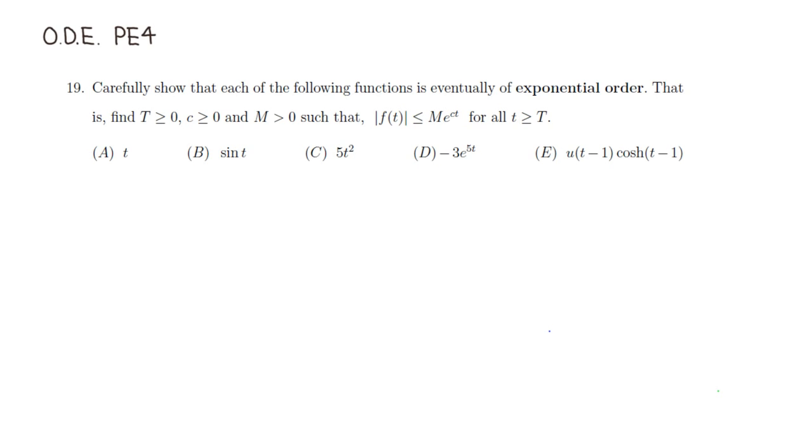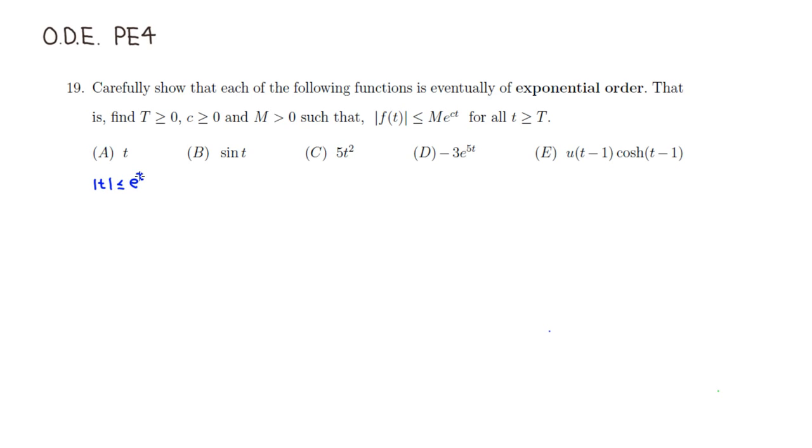All right, let's look at the ODE Practice Exam 4, Problem 19. We want to show that all the following functions are of exponential order. So let's do that. Let's look at part A. We take the absolute value of t. We know that this is going to be less than or equal to e to the t.